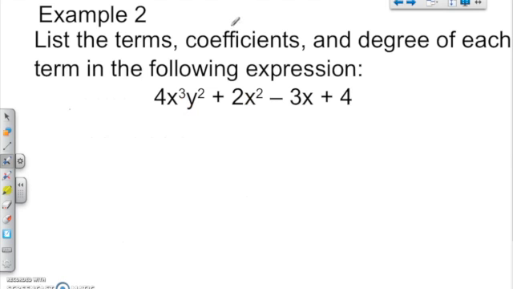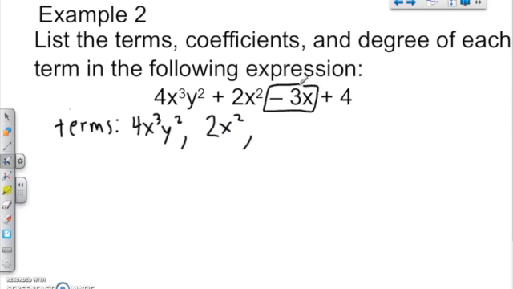Alright, we want to list the terms, coefficients, and degree of each term in the following expression. So the first thing that you are asked to do in your notes is to list out the terms. And notice we'll have several terms this time. We're actually going to have 4 different terms, which makes it a polynomial. Our first term is going to be 4x cubed y squared. Our second term is going to be 2x squared. Now be careful on the third term. We want to make sure we include our positive or negative indication. Everything we've been dealing with so far has been plus, but notice this has a minus. So that actually makes our term a negative 3x. And then we're back to positive again, so we can leave that as just 4.